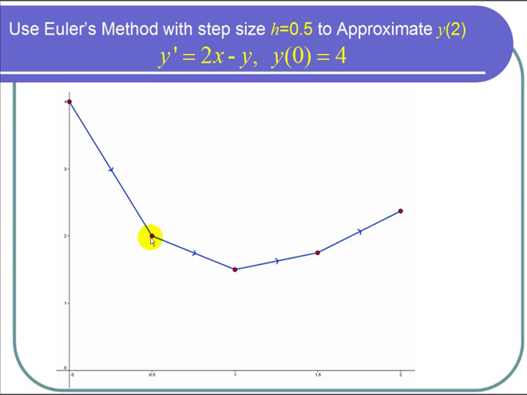Then we're going to take that new point and plug that into the derivative equation. That'll give us a new slope. And then we're going to travel from that new point along the line with our new slope until we've moved an x distance of 0.5. And then we're going to continue on, plug in, get our new derivative, new slope, move along until we've moved an x distance of 0.5, and keep going until we finally move to x equals 2, and then we'll arrive at our value for y.